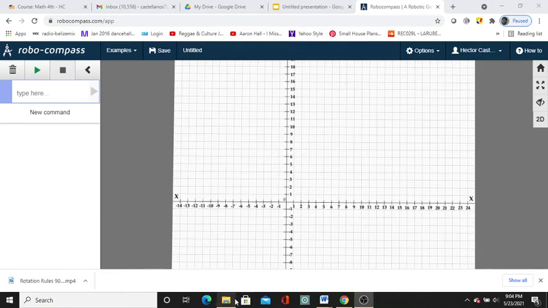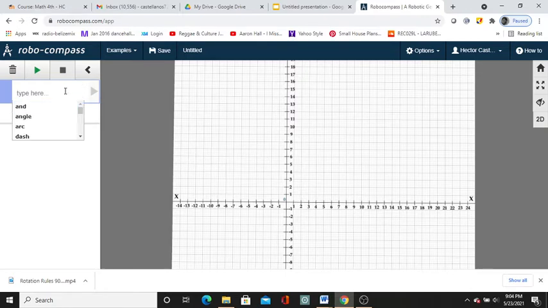Okay, in this topic we'll be looking at working with reflection. So the reflection will be under the line y equals 6. Okay, so let's start making the line here at y equals 6.